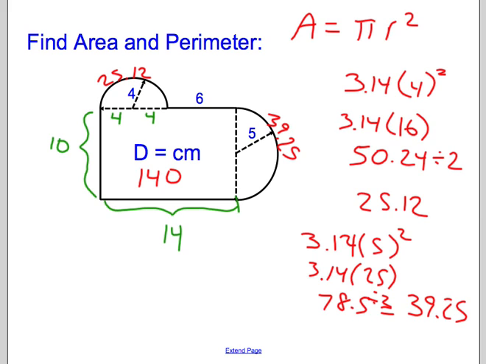Add 140, 39.25, and 25.12 on your calculators. 204.37, and I would label this as centimeters squared. Area is squared.